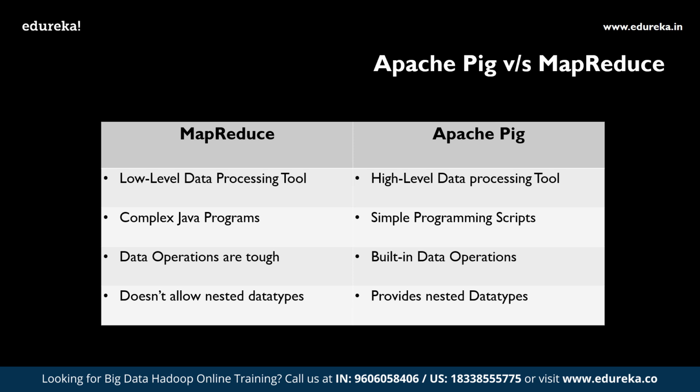Followed by that, the third difference is that data operations are tough and complicated in MapReduce. But in Apache Pig, you don't have to worry about those operations because they're already built in. Next, and the last difference between MapReduce and Apache Pig is that Apache MapReduce does not allow nested data types, whereas Apache Pig allows nested data types. So these were the basic differences between Apache MapReduce and Apache Pig. The next topic is the Pig demo. Here, we will understand all the basic commands in Apache Pig and the basic functionalities which are available in Pig.